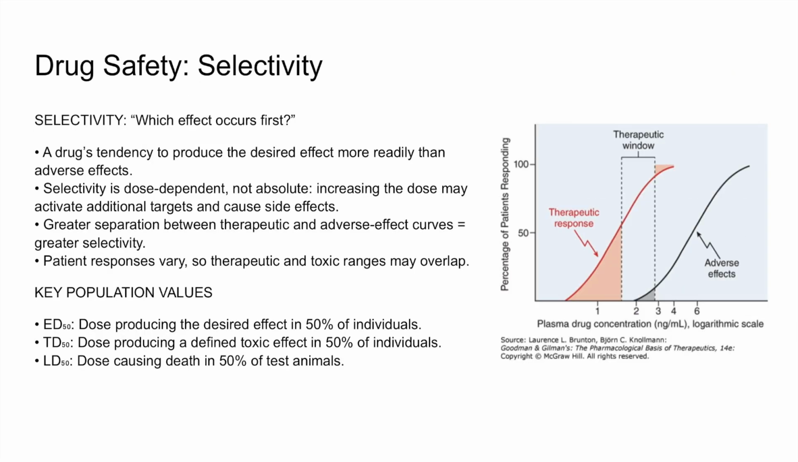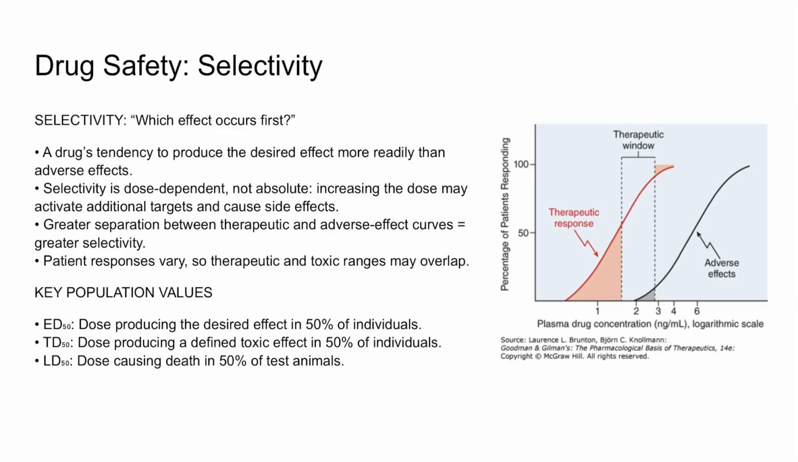Selectivity asks which drug effects occur at the lowest clinically relevant dose or concentration. A selective drug produces its intended effect more readily than its unwanted effects. However, selectivity is dose-dependent rather than absolute. At lower concentrations, a drug may primarily interact with its preferred target. As the concentration increases, it can begin interacting with additional receptors or pathways, producing adverse effects. On the graph, the therapeutic response curve lies to the left of the adverse effect curve. Greater separation between these curves generally means greater selectivity and a wider range in which benefit can occur without toxicity.